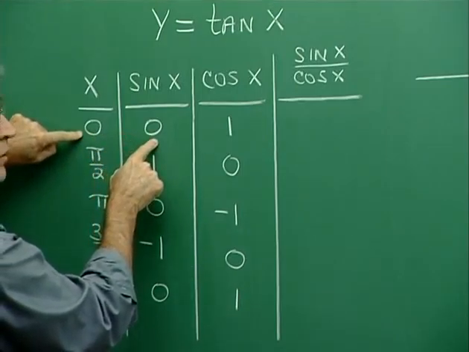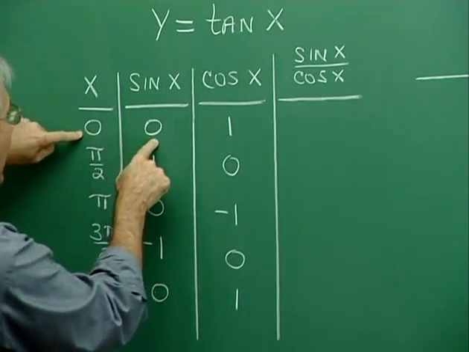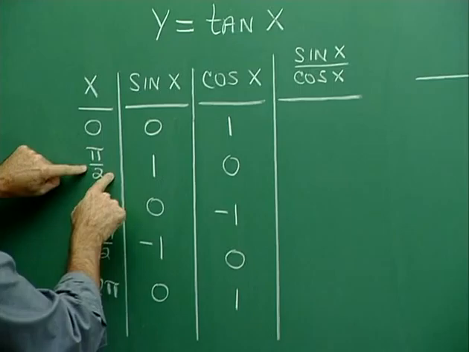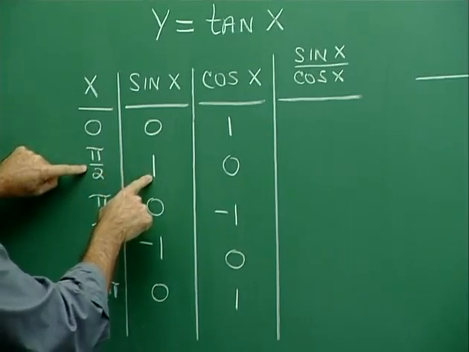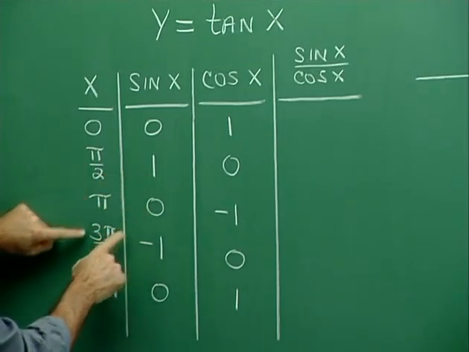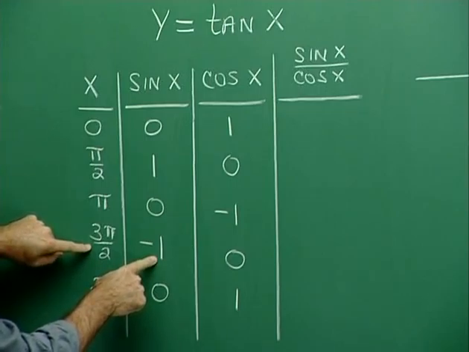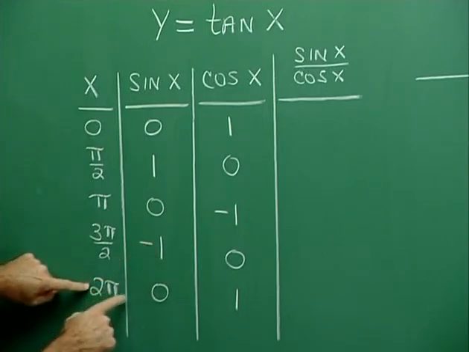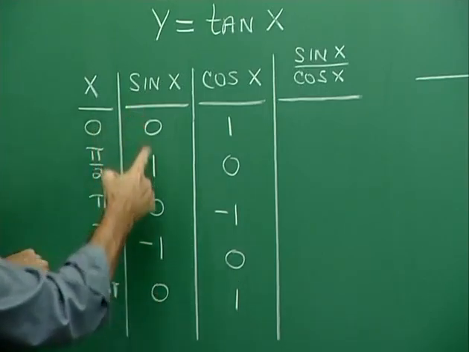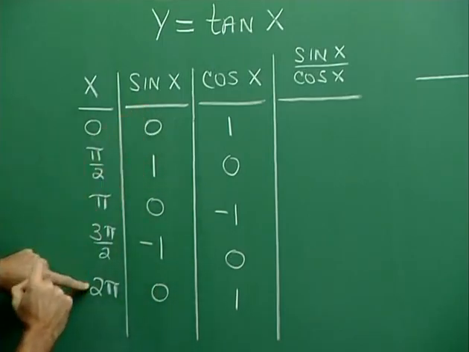At 0, we start the sine pattern at the origin. At pi over 2, we go to the top of the amplitude. At pi, we go back to the intercept. At 3 pi over 2, we're at the bottom of the amplitude at -1. And at 2 pi, we're back to 0. So we have one complete cycle then of the sine curve.